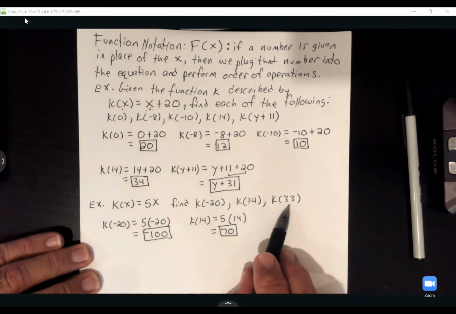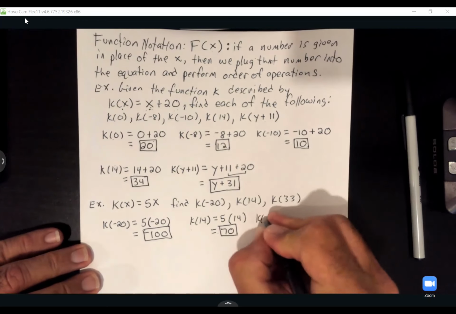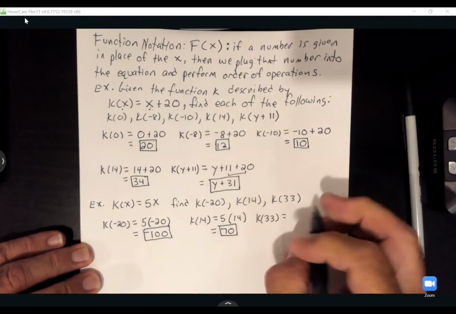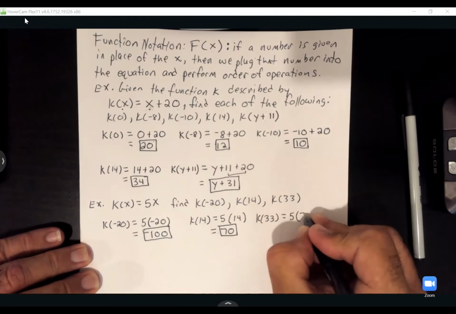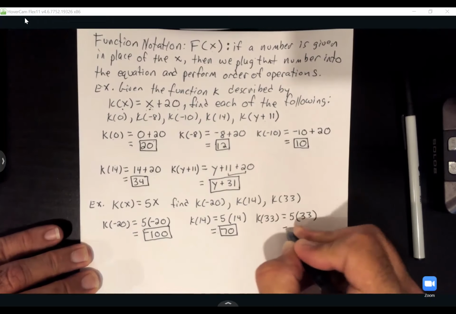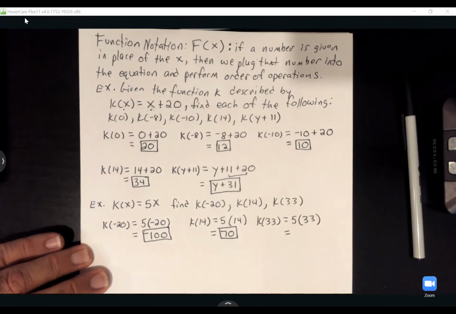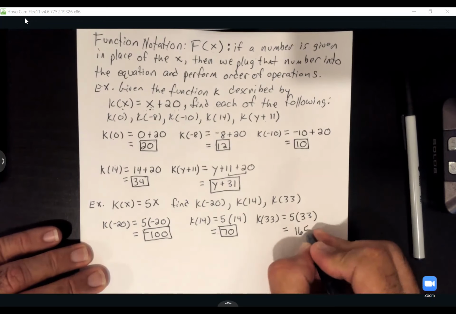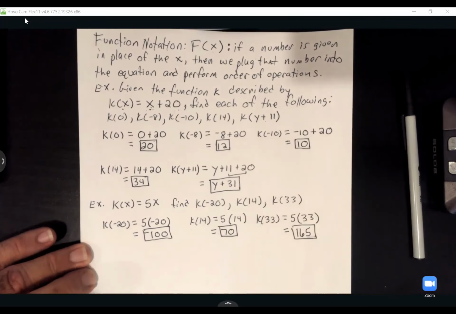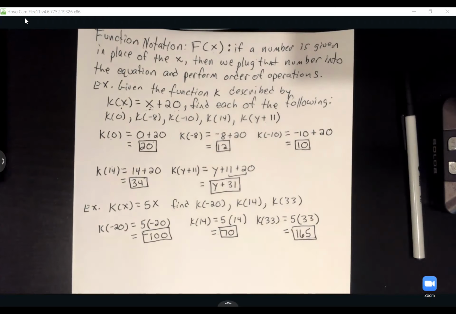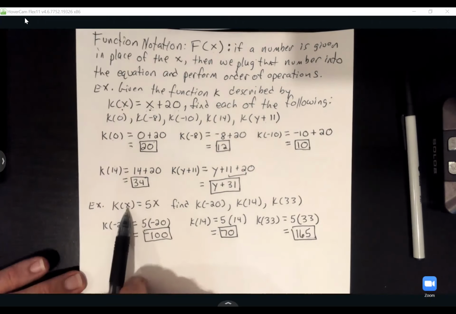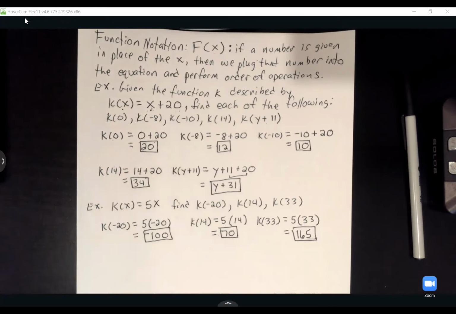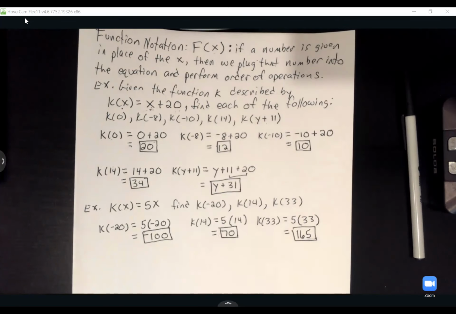All right, y'all, last one, k of 33. That's going to equal our 5 times our x, which is 33. All right, what y'all get on that? Looks like 165? Good job. You know, that's the trick on these. I'm going to give you a function. I'm going to put a number in here for those x's. Throw that number into the equation. Simplify it by order of operations, and then be done with those.